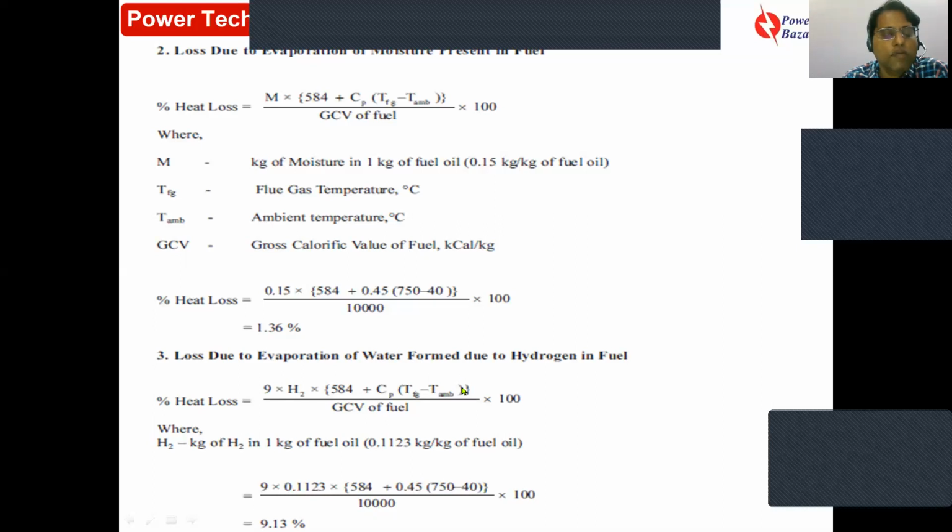This formula also you have studied in boiler. And this H2 is basically 0.1123. These are the two important things you have to remember in this.